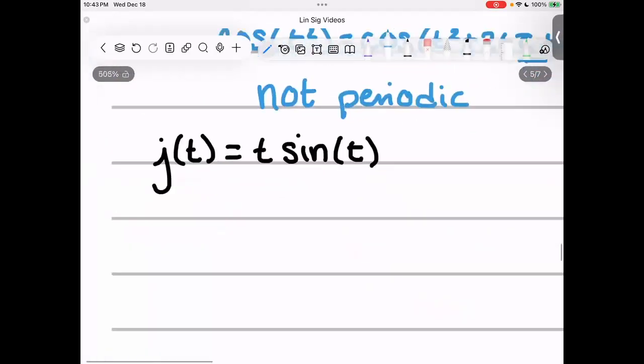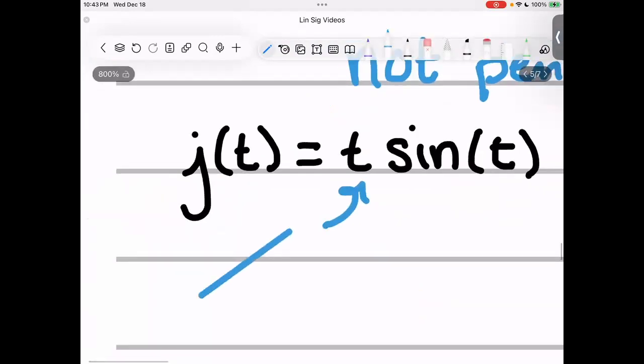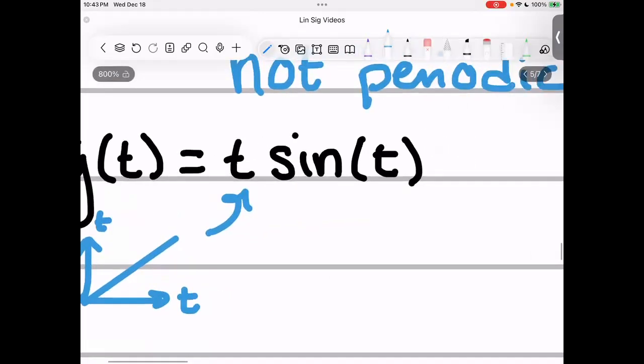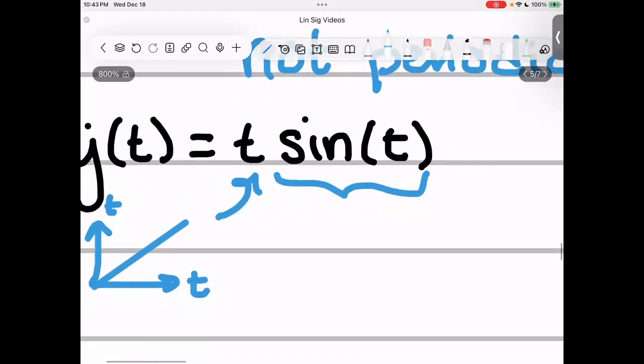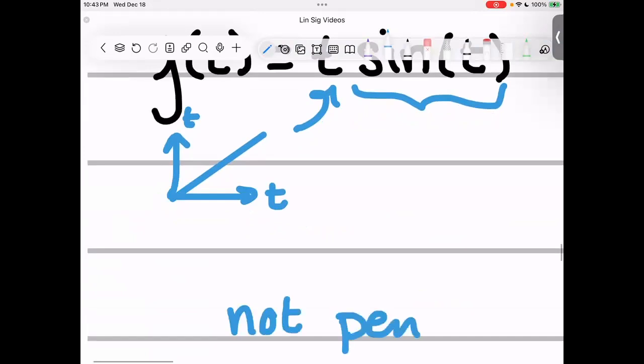Right, moving on to our next example. Here we have, in the continuous domain, a non-periodic function, right? t just kind of looks like that on the graph if you were to plot it. Just plot it on your x and y, right? t and then t. And then you have something that is periodic. Because you're multiplying something that is not periodic by something that is periodic, you're going to get a function, a result, a signal that is not periodic.